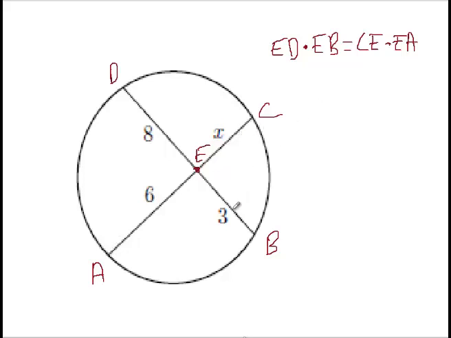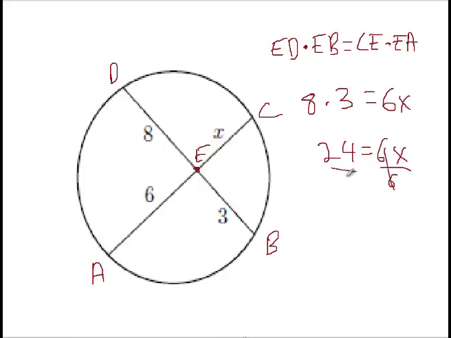So in this example, if we're trying to figure out what x is, we're trying to figure out what AC is. We know that AE is 6, DE is 8, EB is 3. So the way we'd figure it out is this times this, or 8 times 3, is the same as this times this, or 6 times x, and figuring this out is just a very simple equation. 24 equals 6x, and divide each side by 6 to isolate x, and you have x equals 4.